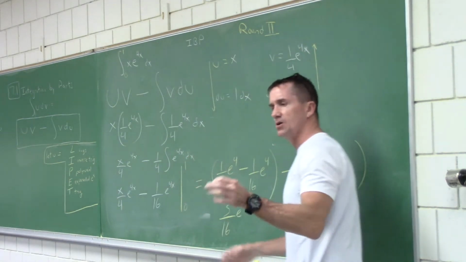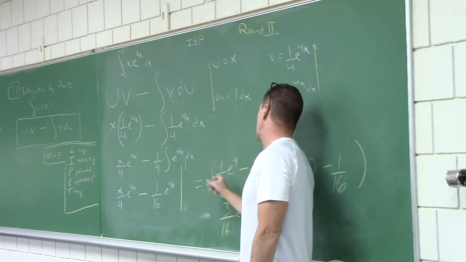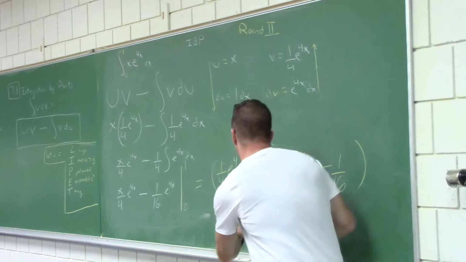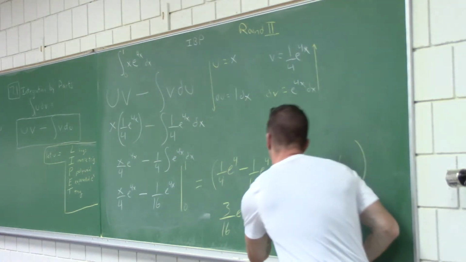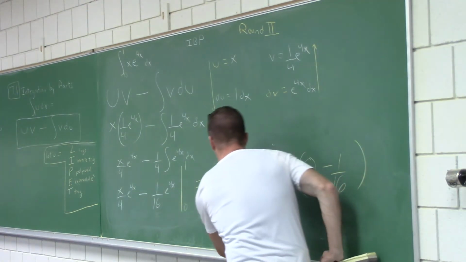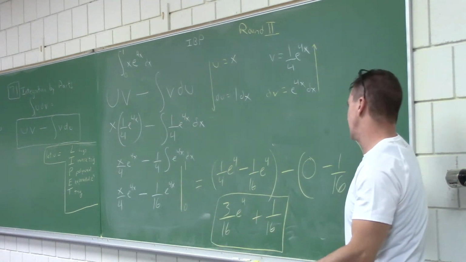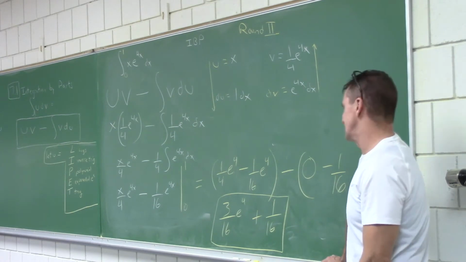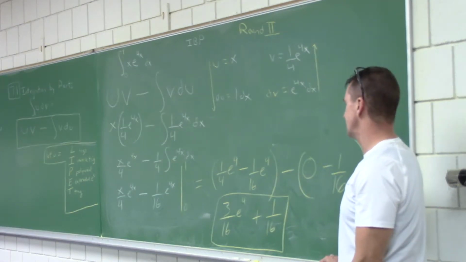Even if you hate dealing with what? These fractions that are different, you gotta get the common denominator. It's not that bad. And you said plus 1/16. There it is. That's the integral. Unless you want to factor out a what? 1/16, 3 e to the 4 plus 1 in parentheses. You can do that too.